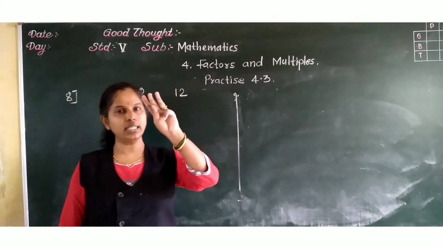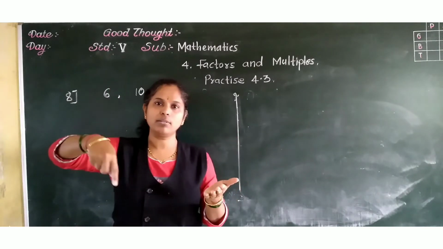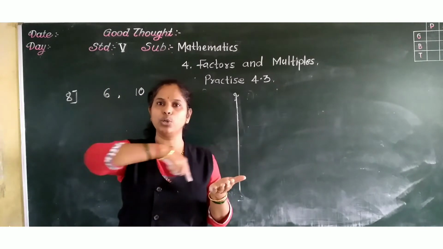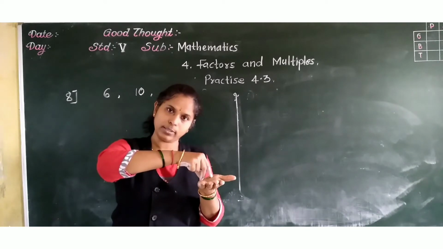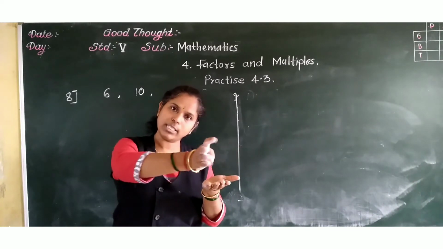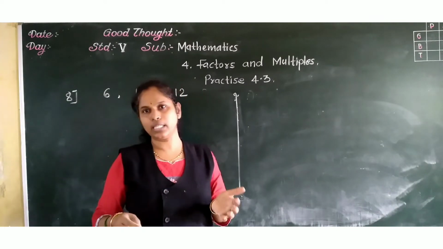A, B and C are 3 persons. They start completing rounds on a circular path. They start from the same point and in one direction only, same direction only, without stopping. They are covering the distance.